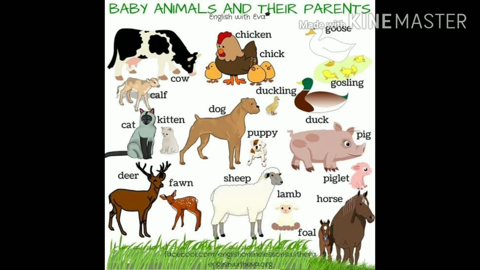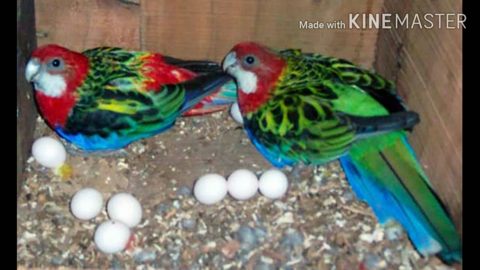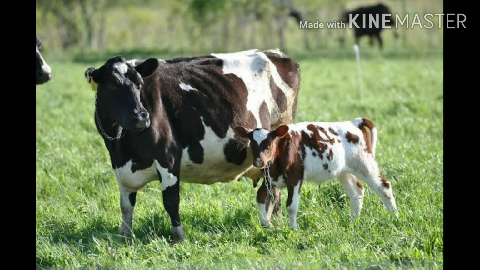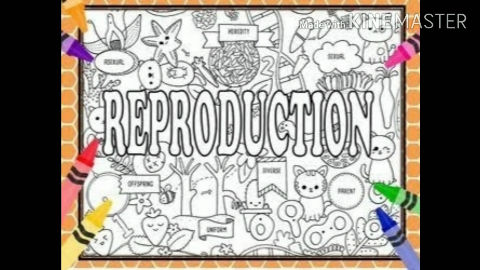Reproduction. Living things produce other living things like themselves. These are called offspring of themselves. In animals, reproduction takes place by giving birth to the young ones or by laying eggs. For example, birds lay eggs and their young ones hatch out of the eggs. A cow gives birth to the young one, that is a calf.